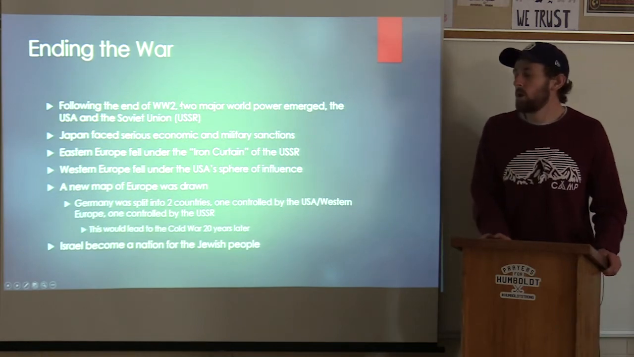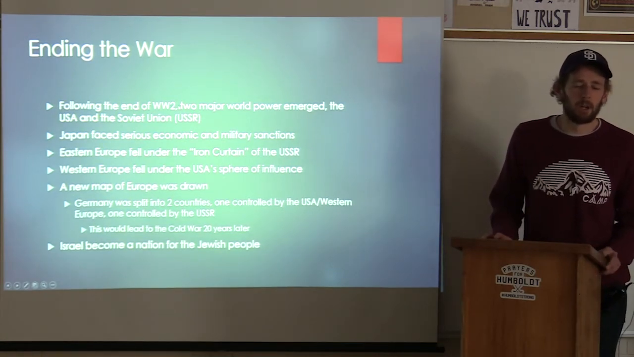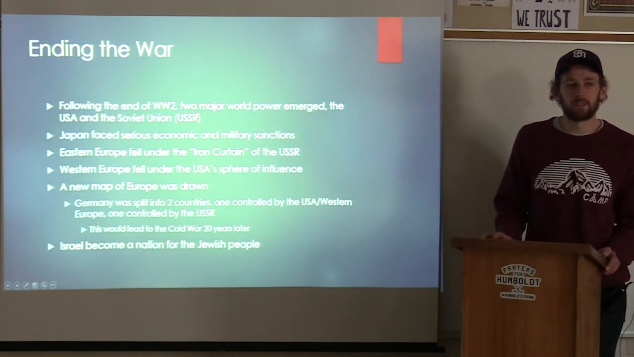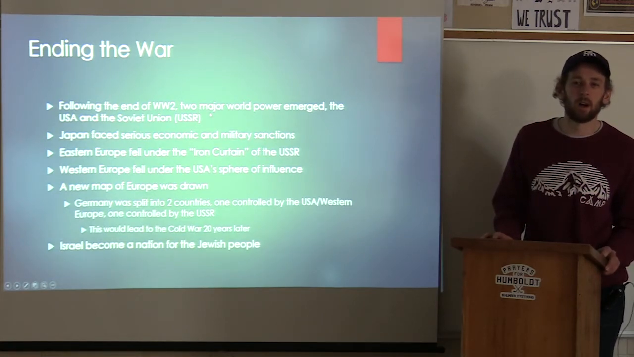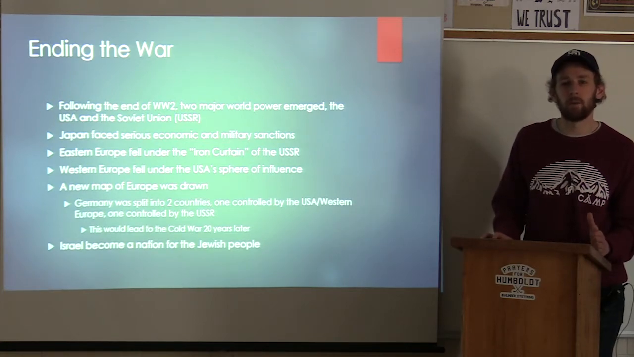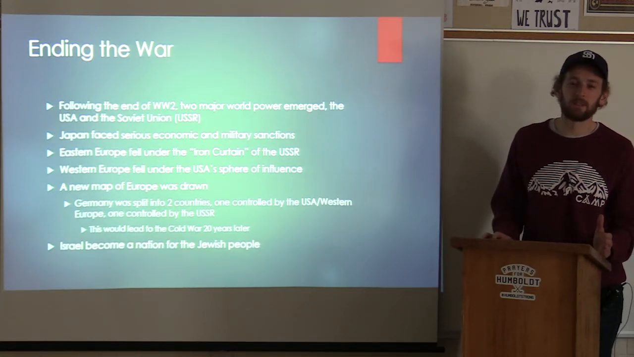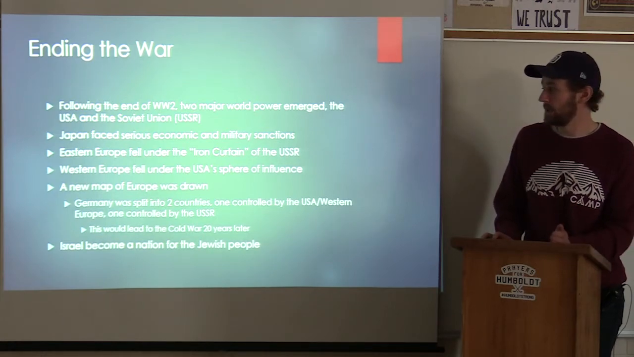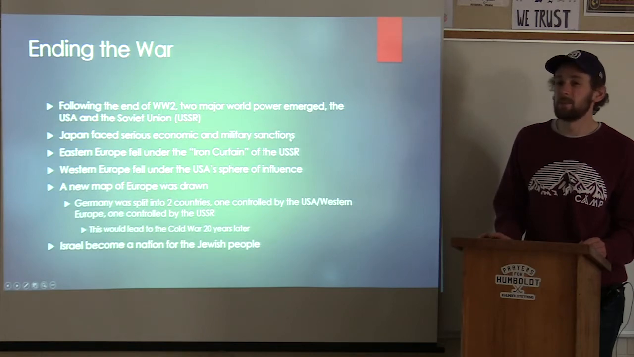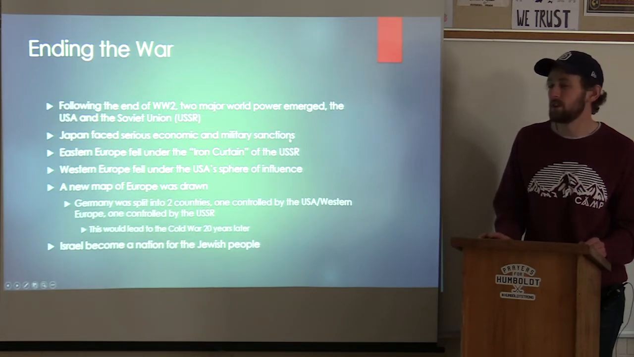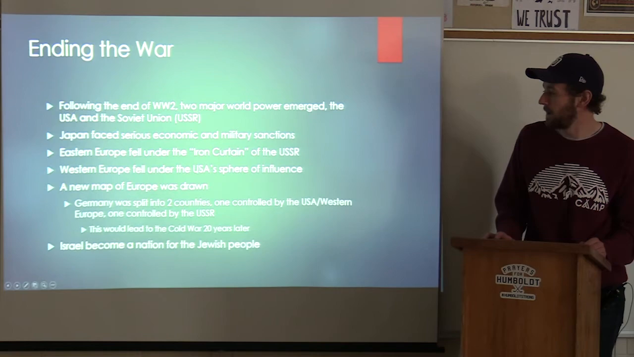Now, following the end of the war, we have two major superpowers emerge. We have the Soviet Union under Joseph Stalin in the East, and we have the Americans in North America representing the democratic government. So this is going to be a big global divide between democratic or capitalist and communism. Japan faces serious economic and military sanctions. The military sanctions still exist to this day. There are still American military bases in Japan.